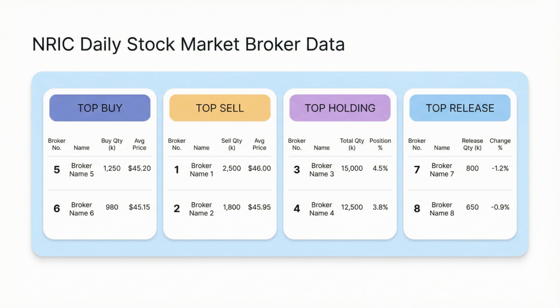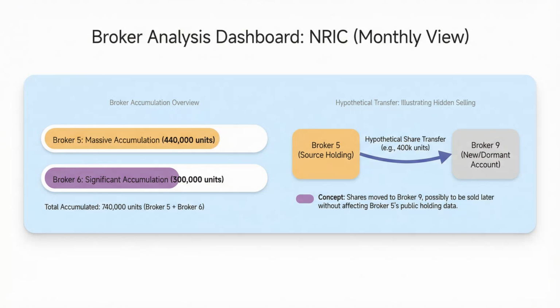Continuing with our market scenario insights, let us look at the stock NRIC. When we open the NRIC data, we first analyze the broker activity on a daily basis. We can see the top buy, top sell, top holding, and top release metrics. For instance, Broker 6 bought 6,000 units, and Broker 5 bought 7,000 units, while Brokers 9 and 7 were among the top sellers. While daily data is useful, monthly broker analysis provides a much better picture. Over a month, Broker 5 accumulated over 400,000 units.